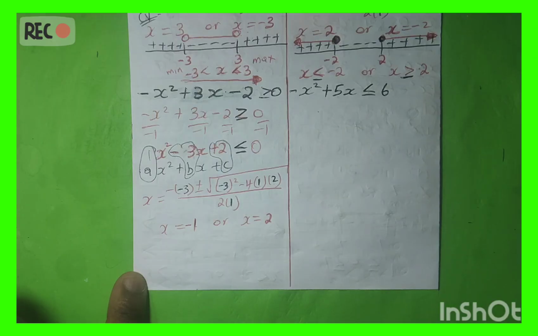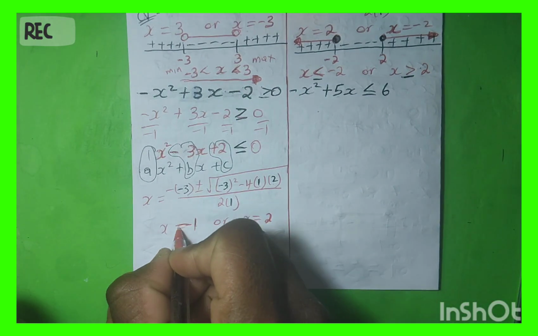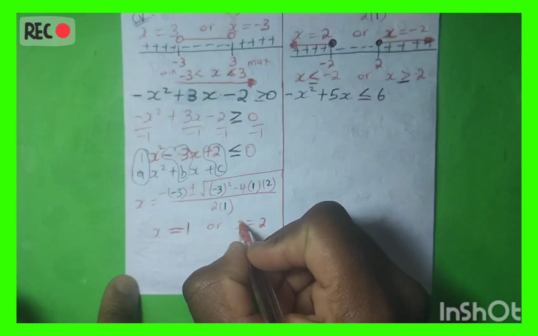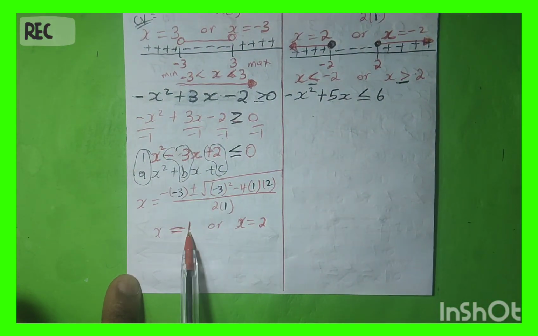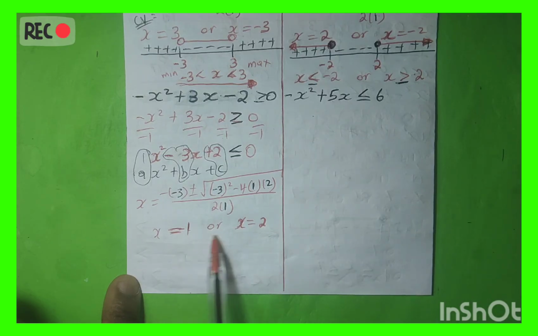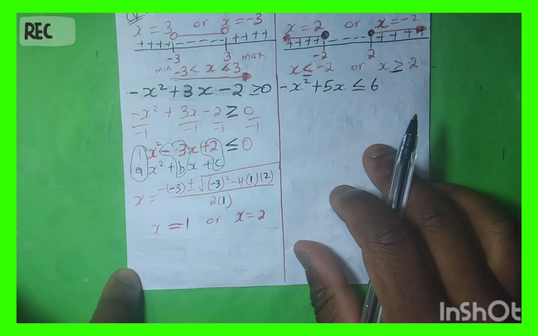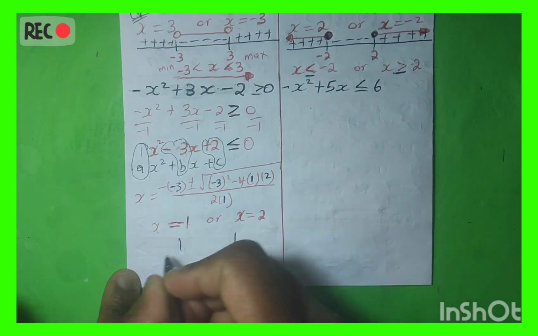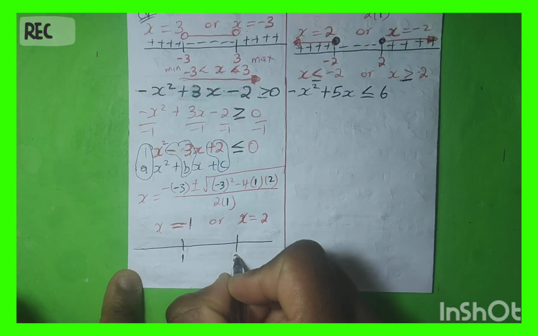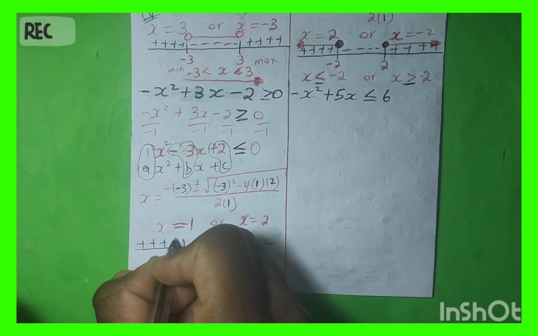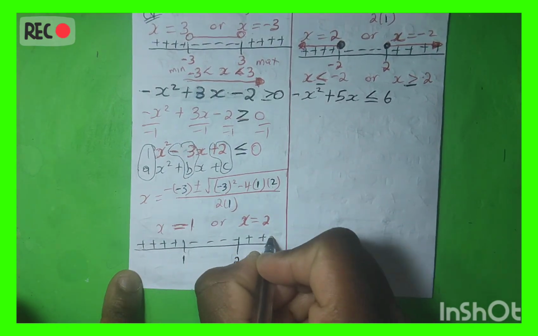Let me just punch this in. Let me check. Yeah, these are the correct answers that you should get there. So I expect guys, when you punch that, you should get 1 and 2. And now what I can do, I can just write my critical values on my number line, which is the minimum 1, maximum 2, all the time positive, negative, positive.